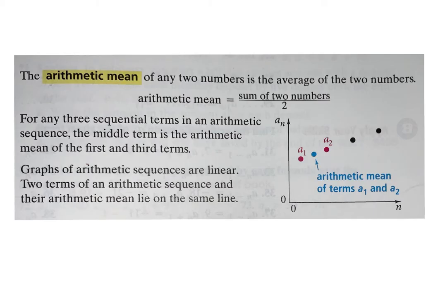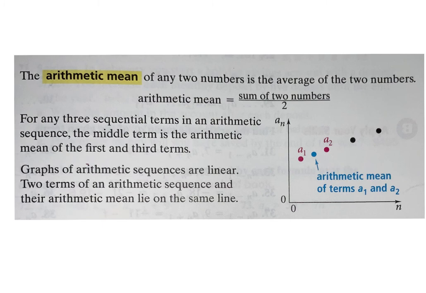The arithmetic mean of any two numbers is the average of the two numbers. So the arithmetic mean would be the sum of the two divided by 2. For any 3 sequential terms in an arithmetic sequence, the middle term is the arithmetic mean of the first and third terms. The graphs of sequences are linear.